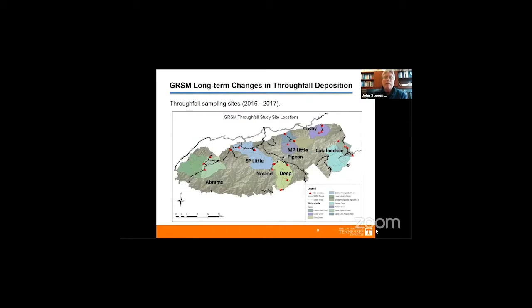So this is just a map showing the different sites where we collected data. You can see we tried to get a good spatial distribution across the park, and the 6 Vital Signs watersheds are noted in the slide as you see.